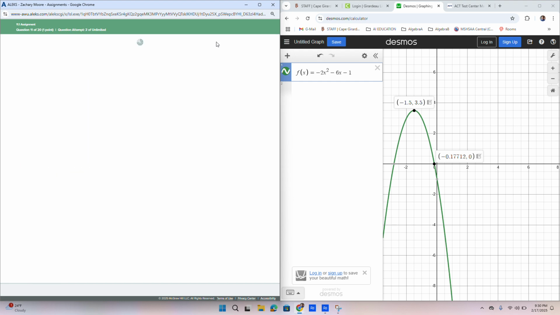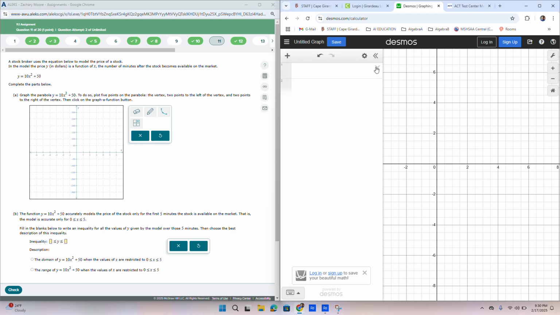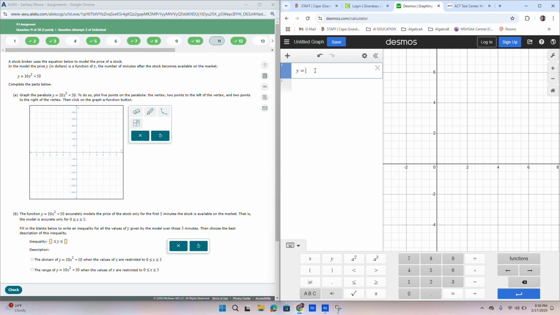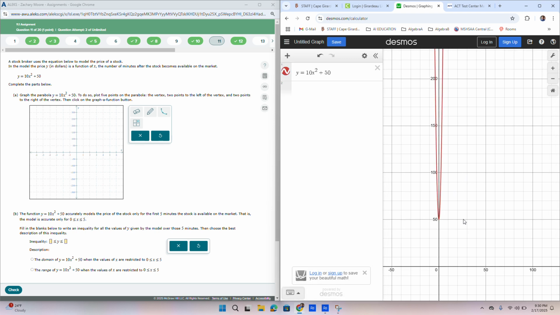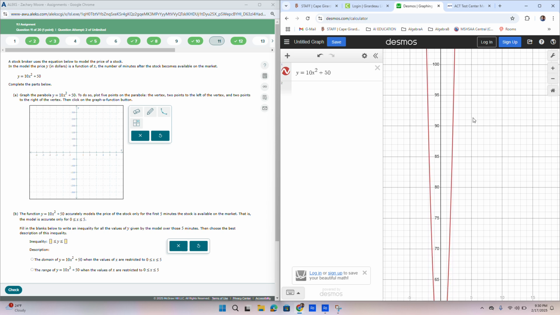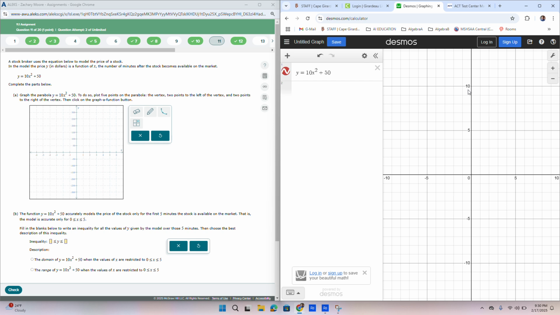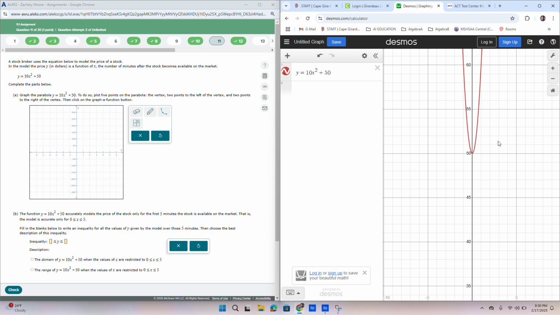Number 11. We'll go ahead and type that in Desmos. y equals 10x squared plus 50. And then you might have to zoom out to see how that one was higher up if you don't see it. You can click that home button if you get too far out, but we're going to need to go up to 50. There we go.